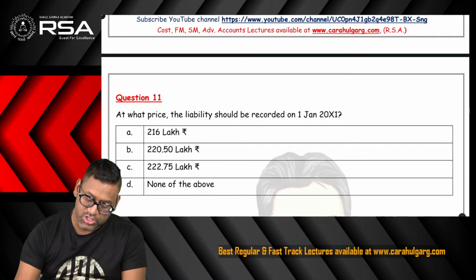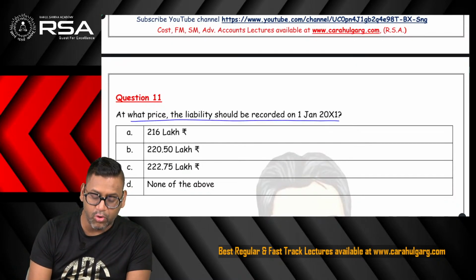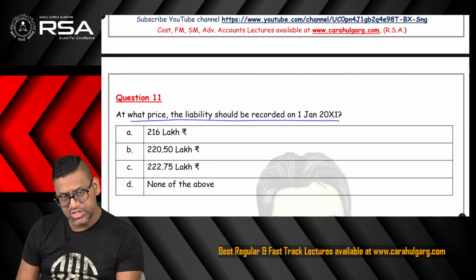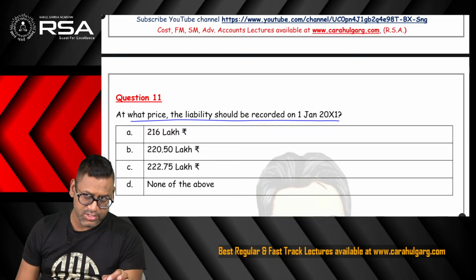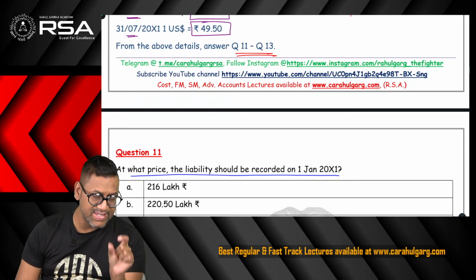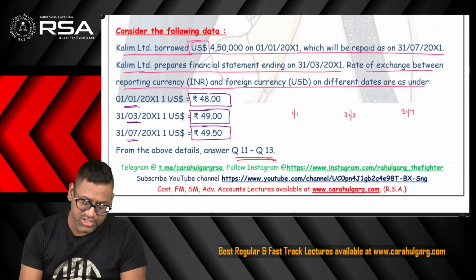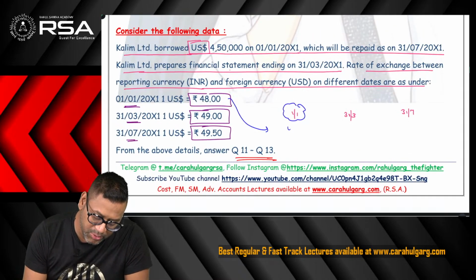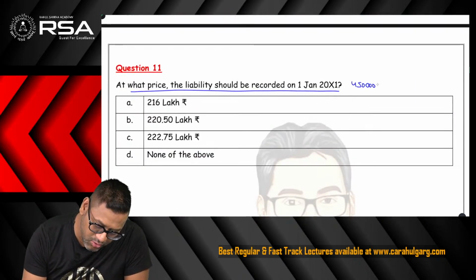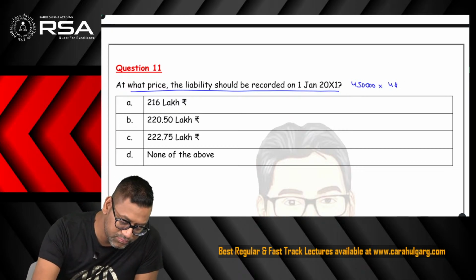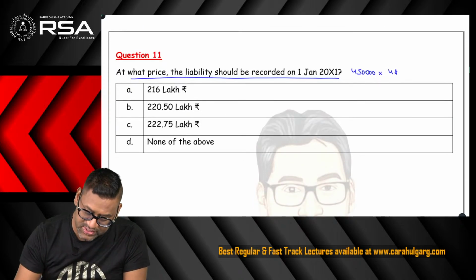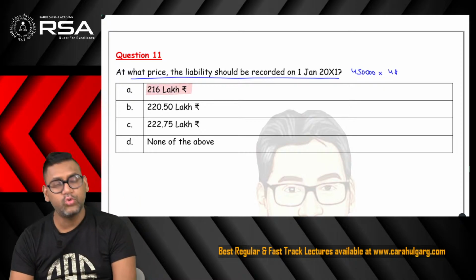Let us see. Question number 11: first of all, at what price should the liability be recorded on 1st of January? The principles of AS number 11 clearly say that the transaction is to be recorded at the spot rate. Meaning you have taken the loan, it's a liability, obviously. It is to be recorded at the spot rate. The spot rate means the rate which is existing on the date of the transaction itself. The transaction happened on 1st of January. The rate was rupee 48 per dollar, and you have taken the loan of $4,50,000. So you will do 4,50,000 multiplied by 48. The value is coming as 216 lakh rupees. So this becomes the correct answer, 216 lakh rupees.